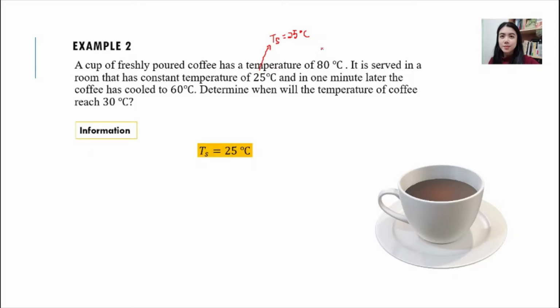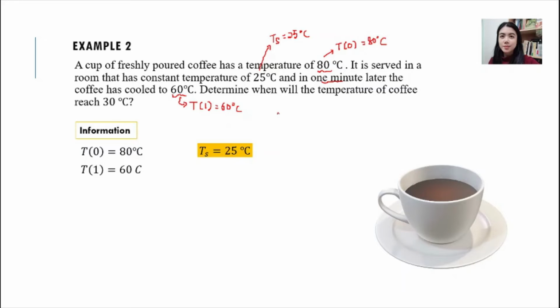Now, the next thing we have to figure out is the initial temperature of the coffee. The initial temperature of the coffee is 80 degrees Celsius. This is your capital T at the time equal to 0, equal to 80 degrees Celsius. Then it says that 1 minute later, this is your time, the coffee has cooled to 60 degrees Celsius. That is your capital T at the time equal to 1 minute, equal to 60 degrees Celsius. So this is your third information.